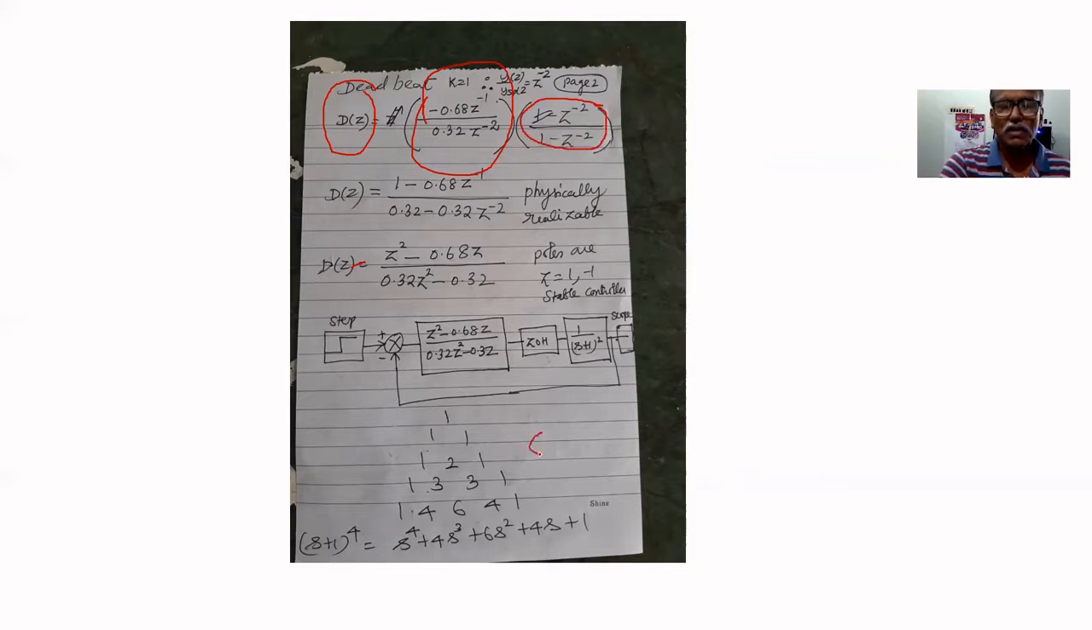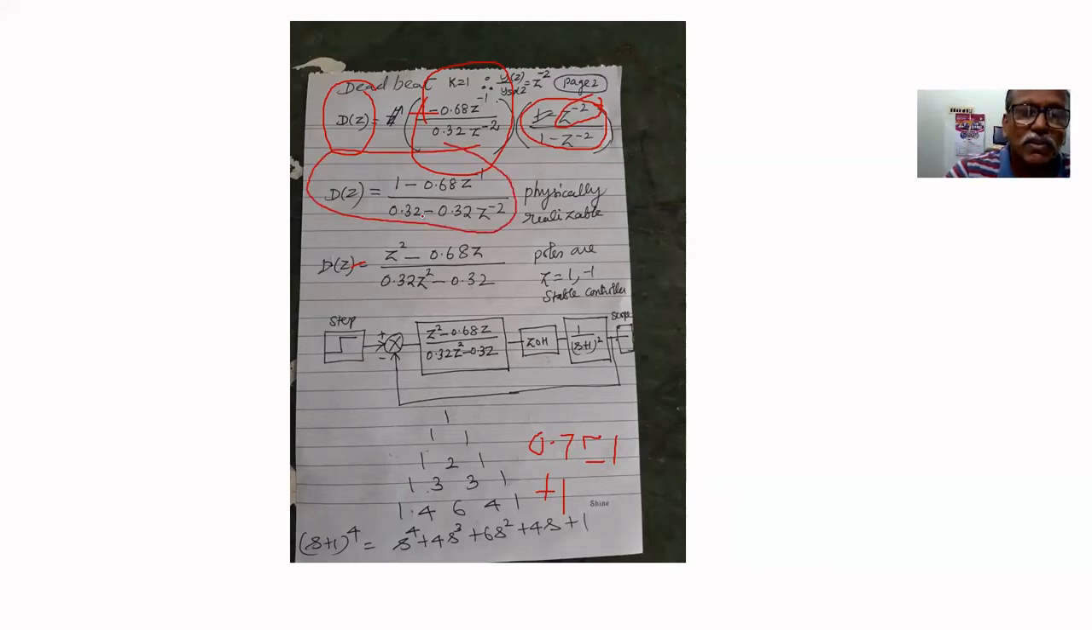Here, dead time is 0.7, approximated to one sampling period, 1, plus, as per design criteria, we have to add another 1. Therefore, y of z by y set point of z equals z power minus 2, divided by 1 minus z power minus 2. If we simplify this, we get it like this.